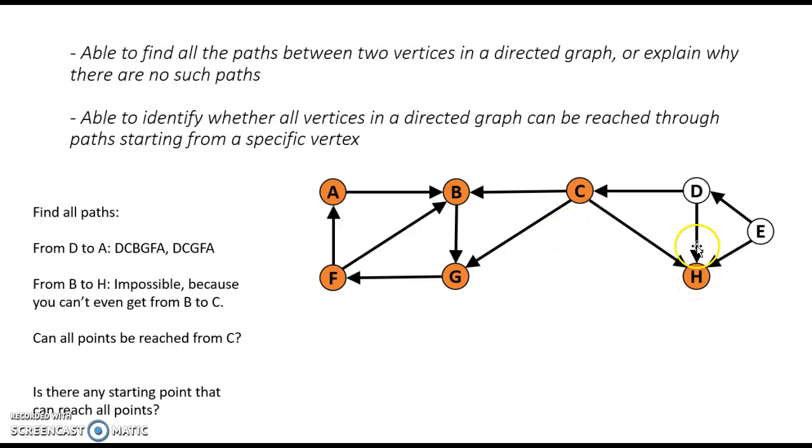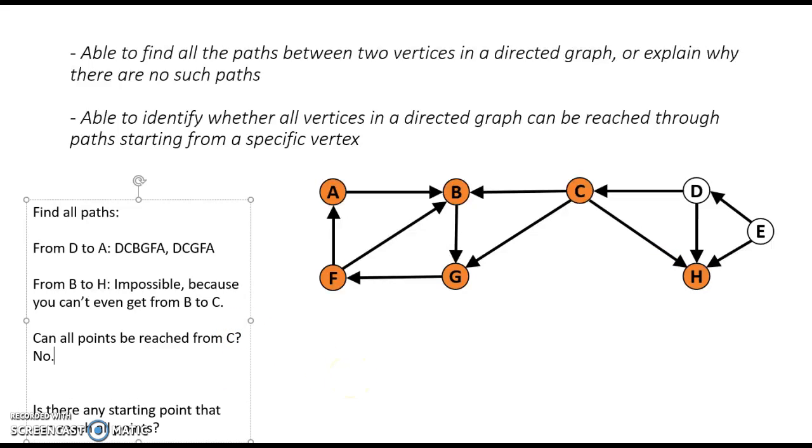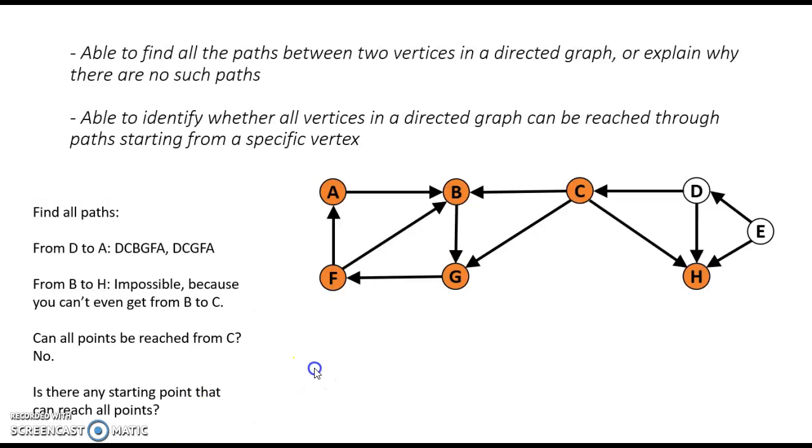What else? Notice we can't get to D or E because all the directions are coming out of D and E. So this is as far as we can get. So can all points be reached from C? No. If we wanted to list the ones we could reach from C, A, B, F, G, and H could all be reached from C. But the answer there is no. So then the question is, is there any starting point that can reach all points? We're not necessarily starting at C here. I'll leave this answer here as no.